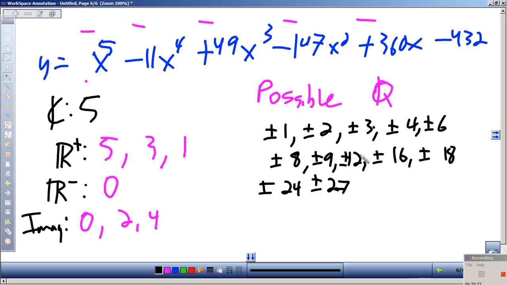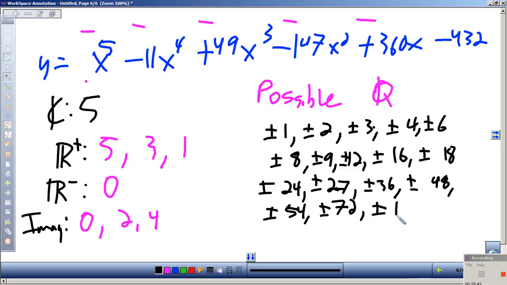What's 432 divided by 12? 36. 432 divided by 9? 48, okay. And 54, and 108, 144, 216, and then our last one, 432.